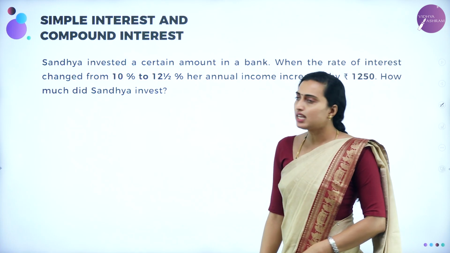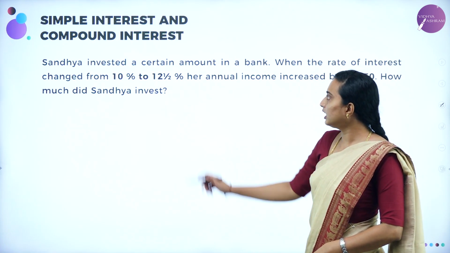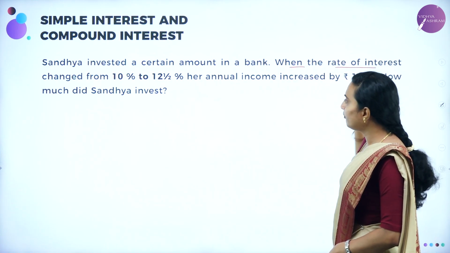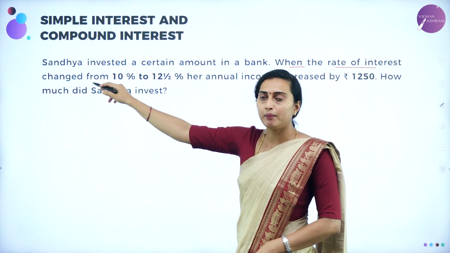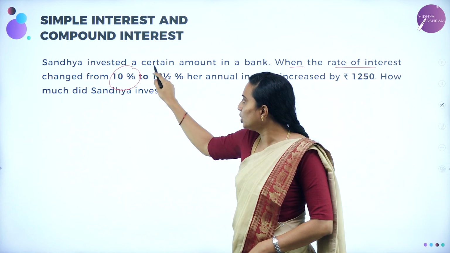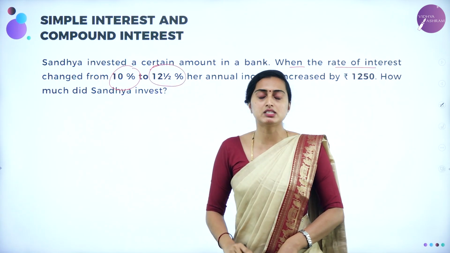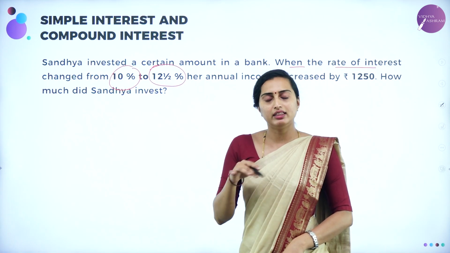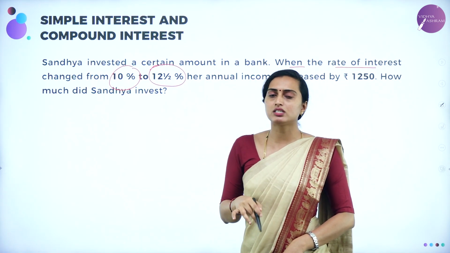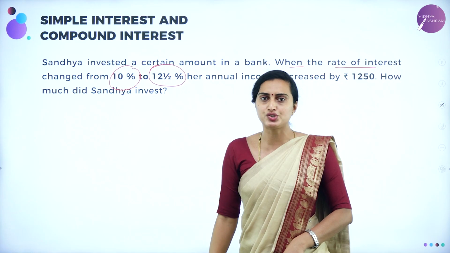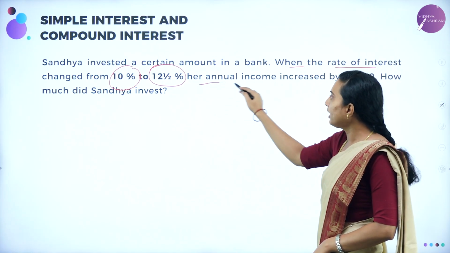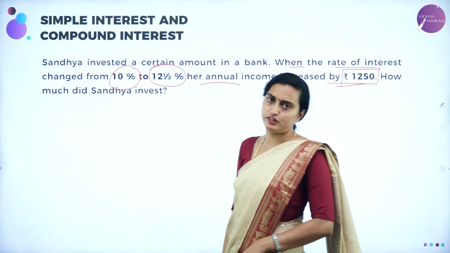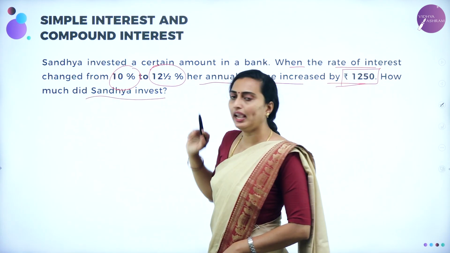What is that? Sandhya invested a certain amount in a bank. Okay? When the rate of interest changed from 10% to 12.5%. That means the first year when she was having, it was 10%, and the next year, it was changed from 10 to 12.5%. Her annual income increased by rupees 1,250. How much did Sandhya invest?